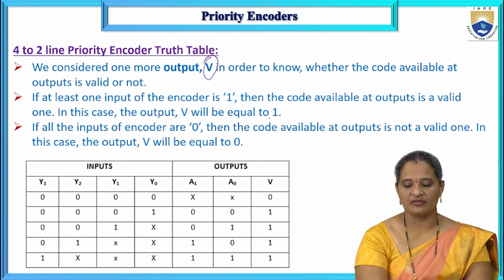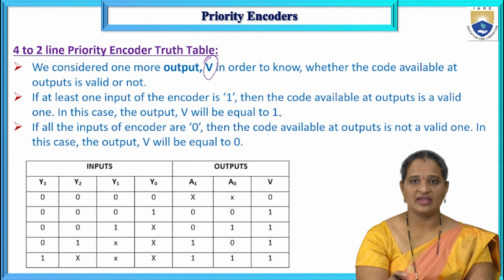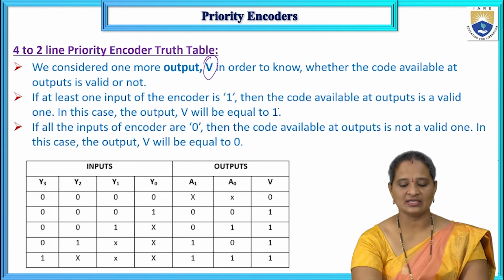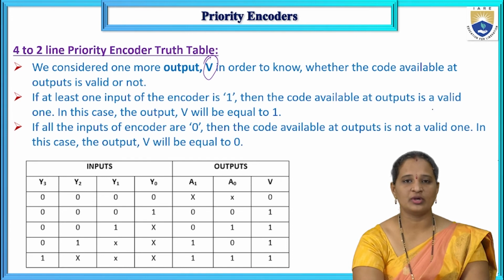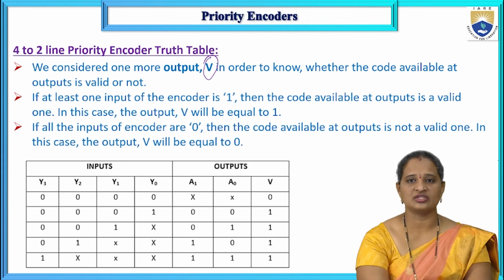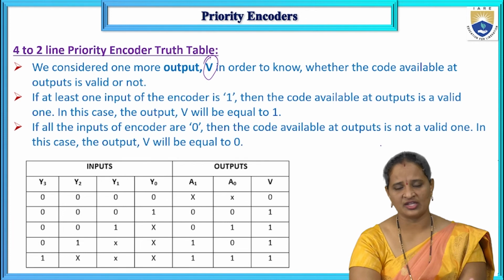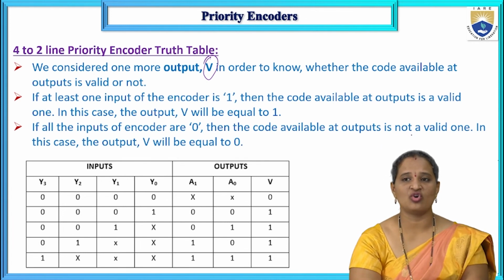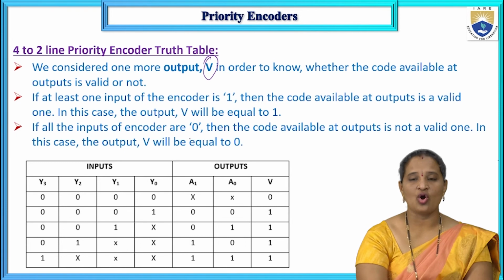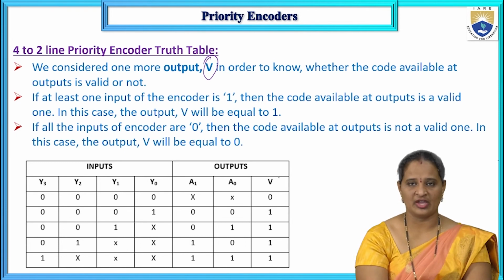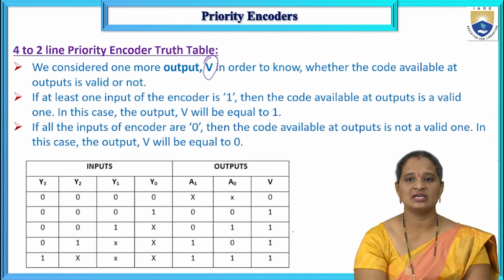In this case, the output V equals 1. That means if any one of the inputs of the encoder is 1, then the code available at the output is a valid code and hence the V output is considered to be 1. And when the V output is 0, that means all the inputs of the encoder are 0, none of the inputs is high, that is logic 1. In that case, the code is considered not valid. So we should not have such a condition. This is to be considered a not valid condition, and in such a case, the output variable V will be considered as 0.